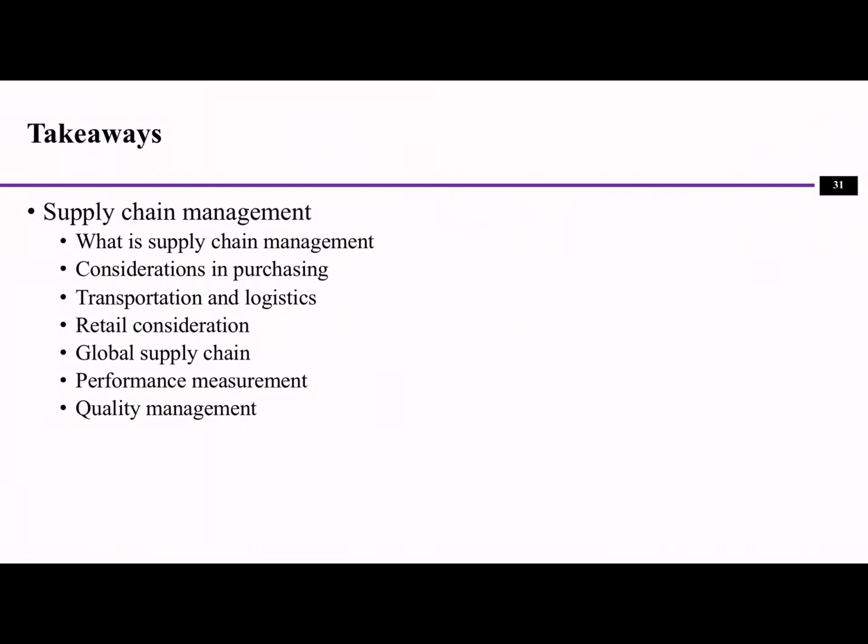All right, so that's all about supply chain management. Basically, you need to understand what supply chain management is, the considerations in purchasing, transportation, logistics, the retail side, the global supply chain considerations, and also how you measure performance in supply chain management. That's all for today.